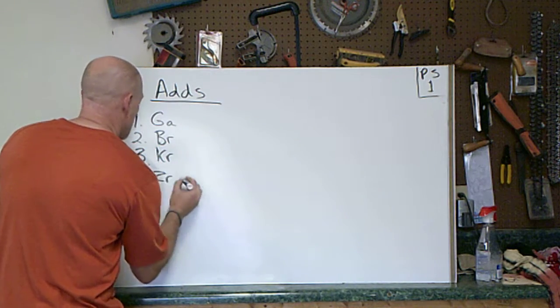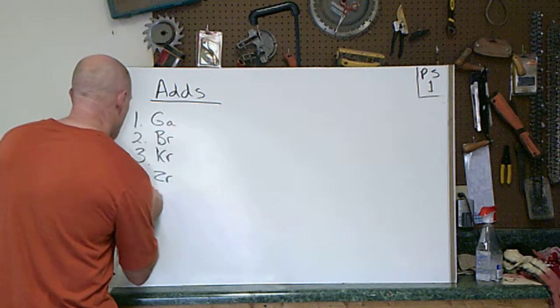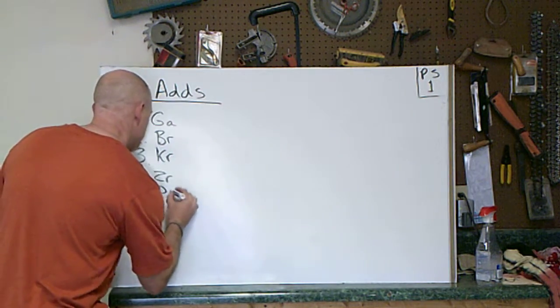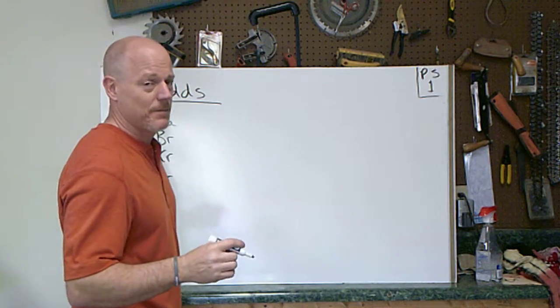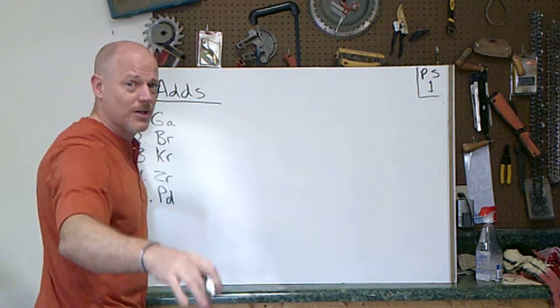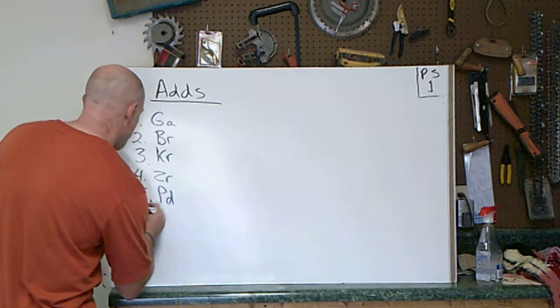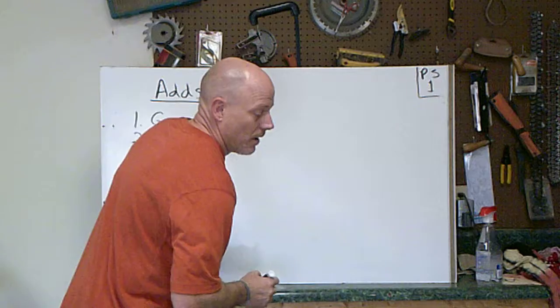Four, Zr, zirconium. Five, Pd, palladium. Look at all the names. I'm looking at you guys to help you. You're going to look up Pd and write down the name. It's palladium. Get used to it. Six, Ag.